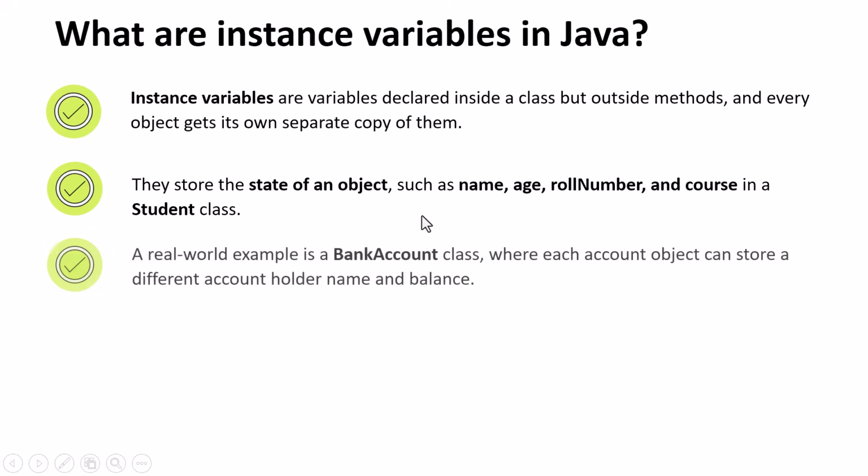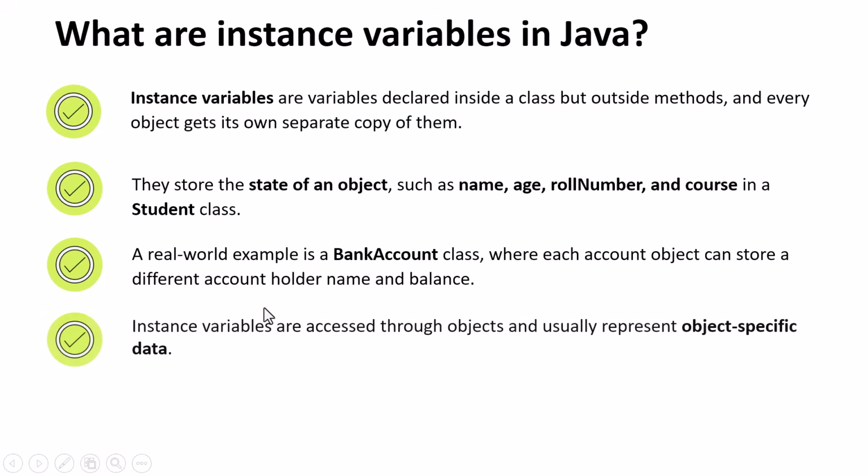A real-world example is a bank account class. If we create two bank account objects, both objects may use the same class, but one object can have account holder Ramesh with one balance, and another object can have account holder Suresh with a different balance. Another important interview point is that instance variables are accessed through objects. That is why they represent object-specific data and are usually initialized using constructors or updated through instance methods.